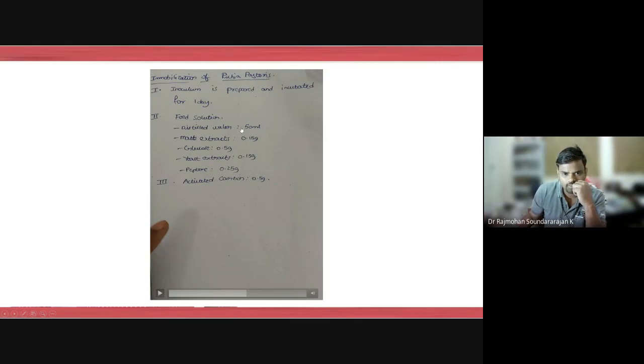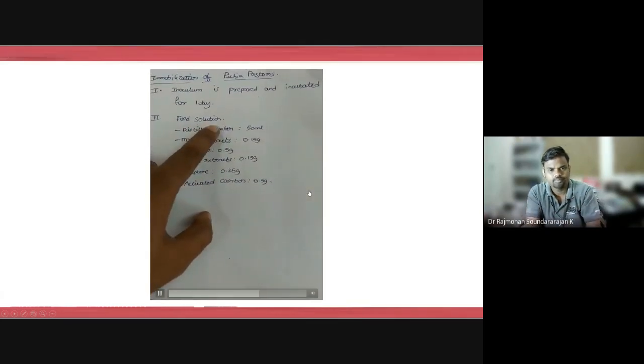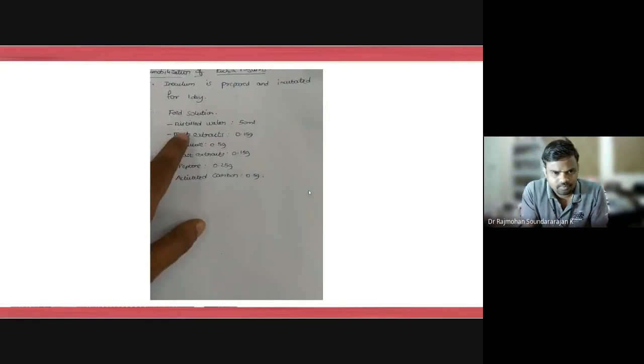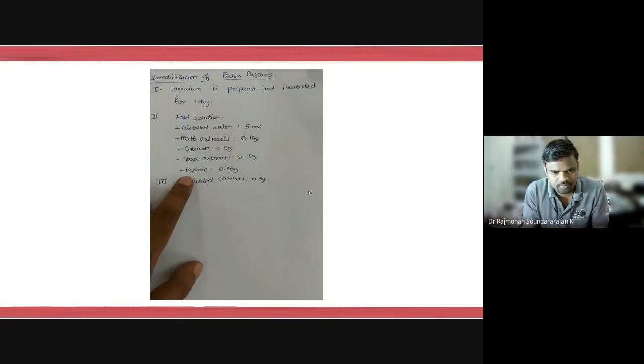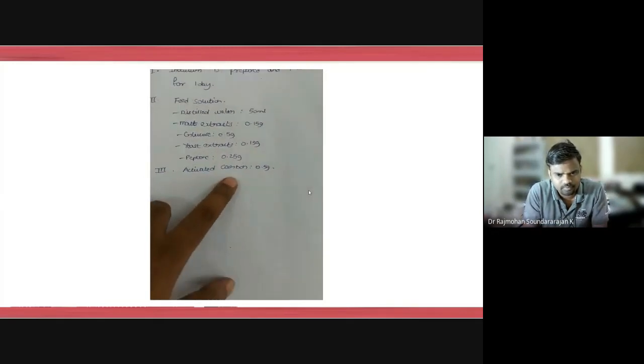So here we have to take a certain amount of extract, glucose, yeast, peptone in a certain quantity and mix it in water to get this feed solution. We have to prepare feed solution for the survival of the microorganism. These are the chemicals that are required to prepare the feed solution. And activated carbon is the material on which immobilization of this microorganism is going to take place.